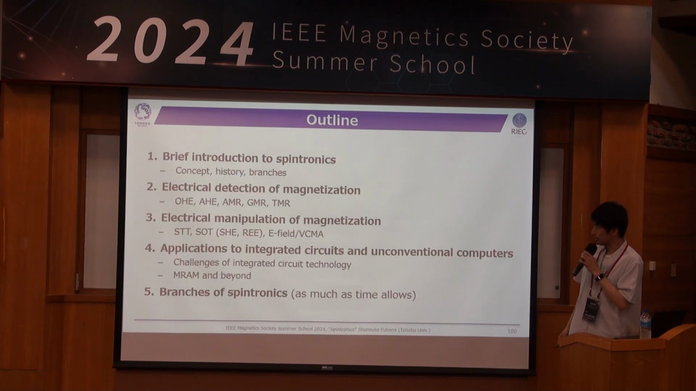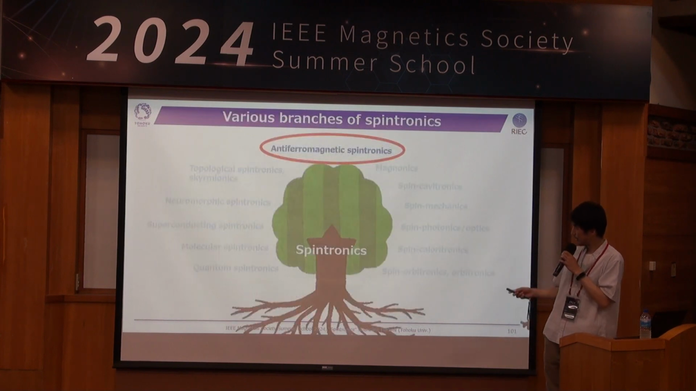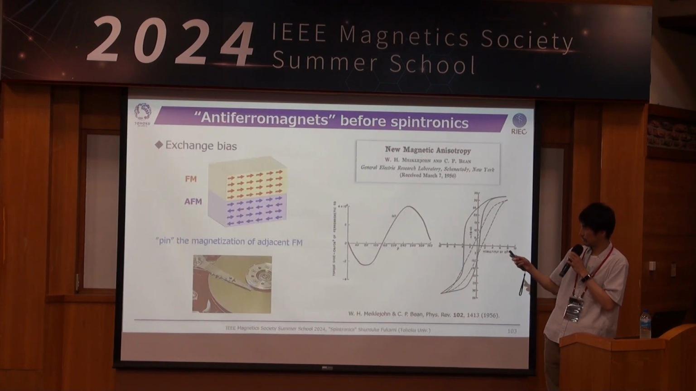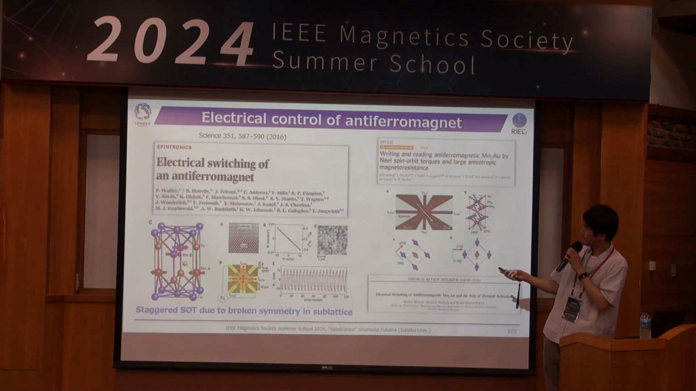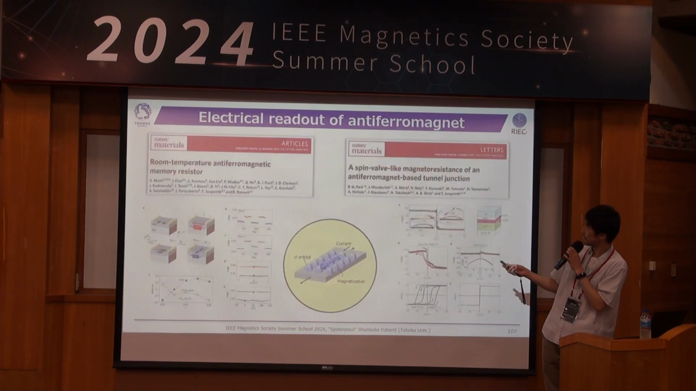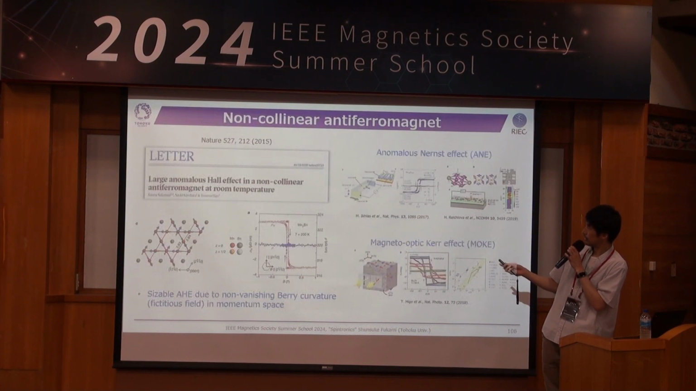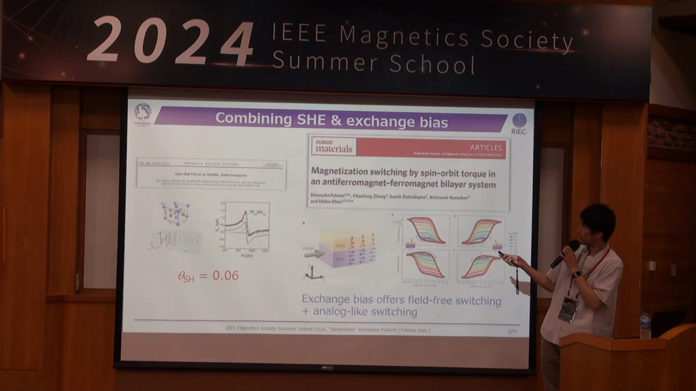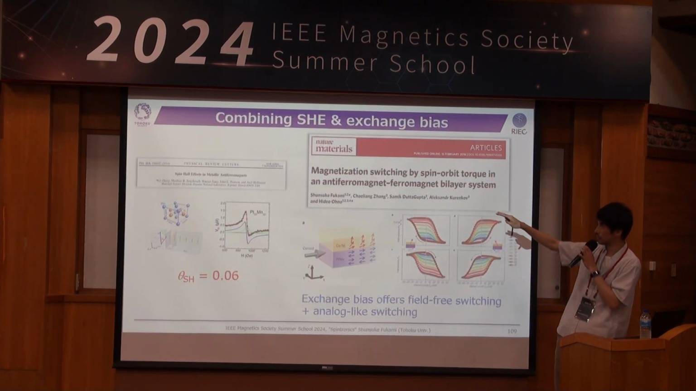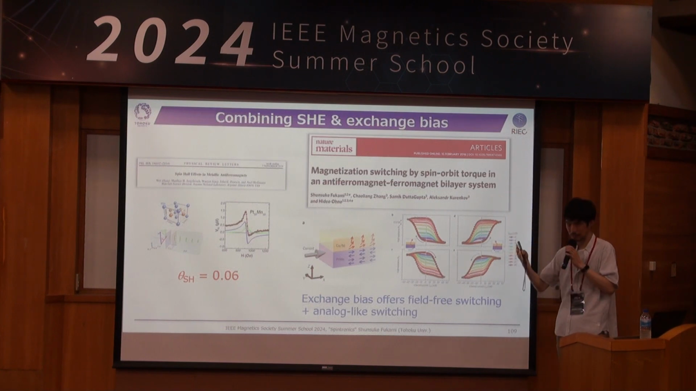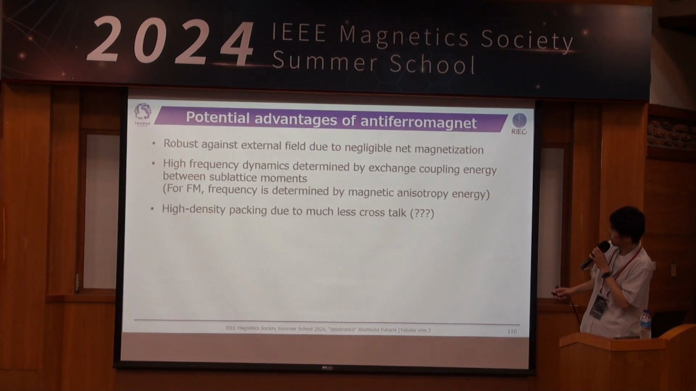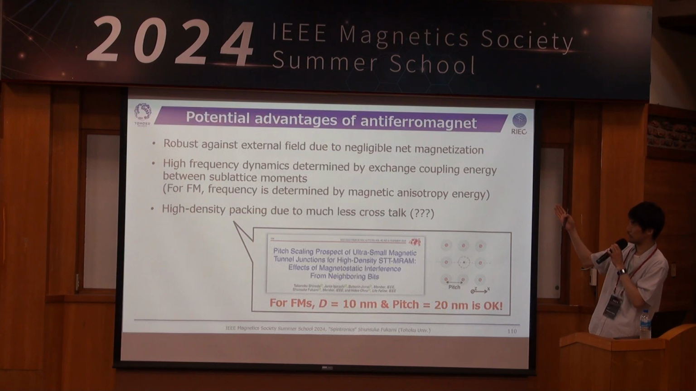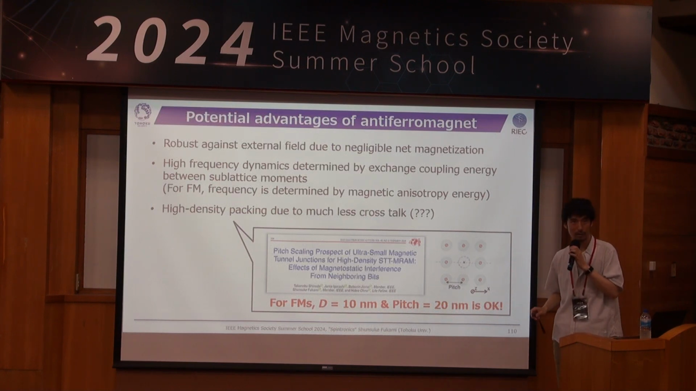Okay. I'm sorry, time doesn't allow for the fifth section, but I prepared the antiferromagnetic Spintronics: electrical readout and control of the antiferromagnet, and non-collinear antiferromagnets. This is also the work for non-collinear antiferromagnets and the altermagnet. And this is my work. The combination of the spin Hall effect and exchange bias should give us interesting properties. This is my personal view of the potential advantage of antiferromagnetic Spintronics, but time doesn't allow. So let me now finish, and I'm happy to answer questions.